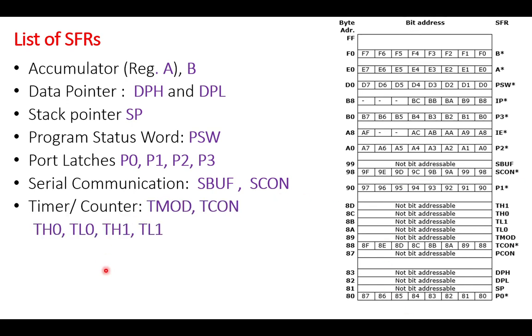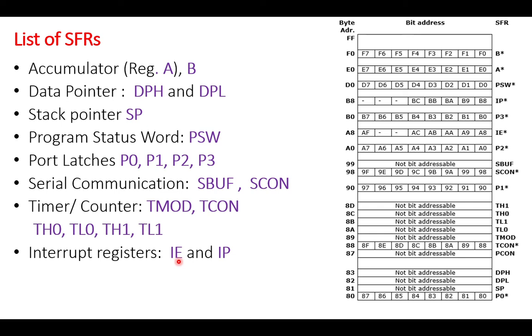8051 has two timers/counters, and there are 6 special function registers specially meant for timer or counter related operations. TMOD is one of the special function registers. It is not bit addressable, and it is used to set the modes of the timer. TCON is another special function register, which is bit addressable. Timer 0 related count values can be stored in TL0 and TH0 registers. Similarly, timer 1 related count values can be stored in TL1 and TH1. So these are the 6 special function registers particularly devoted to timer or counter related operations.